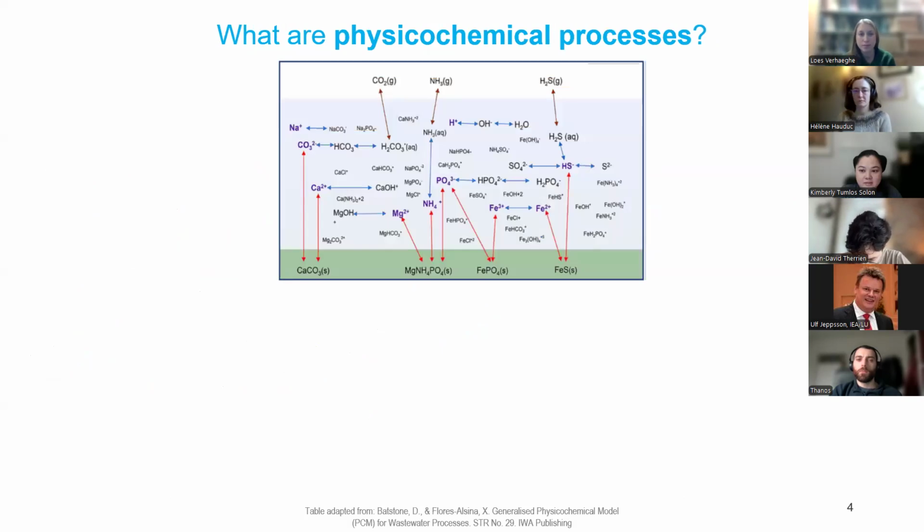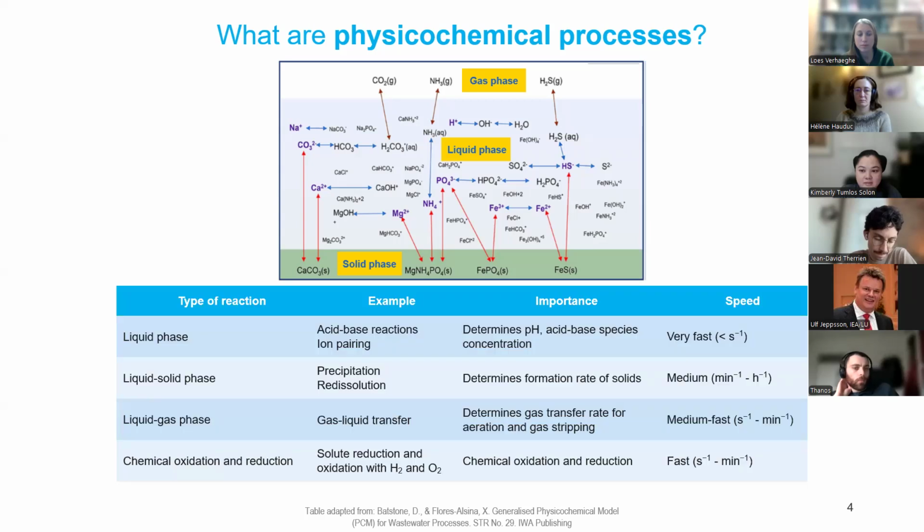So what are physical-chemical processes? As I mentioned, they are spontaneous reactions in the sense that they don't require microorganisms. They usually happen across 3 phases: the gas phase, liquid phase, and solid phase. And there are basically four main types. The liquid phase reactions, or aqueous phase chemistry, which are the ion pairs and the acid-base reactions. Then we have the liquid-solid phase, which is precipitation and dissolution. We also have the liquid-gas phase, which is gas-liquid transfer. And then additionally, we have oxidation and reduction reactions.